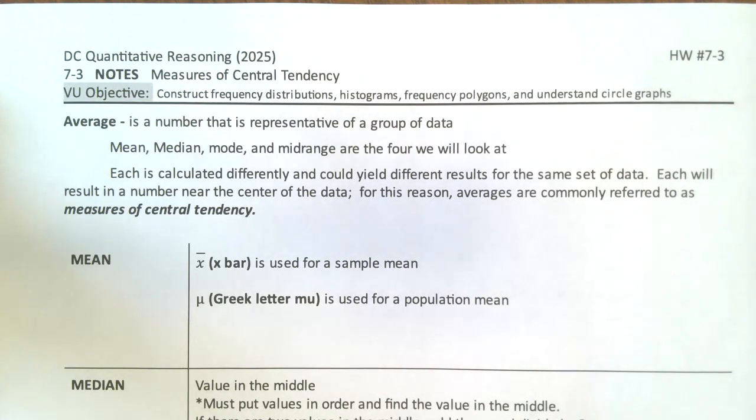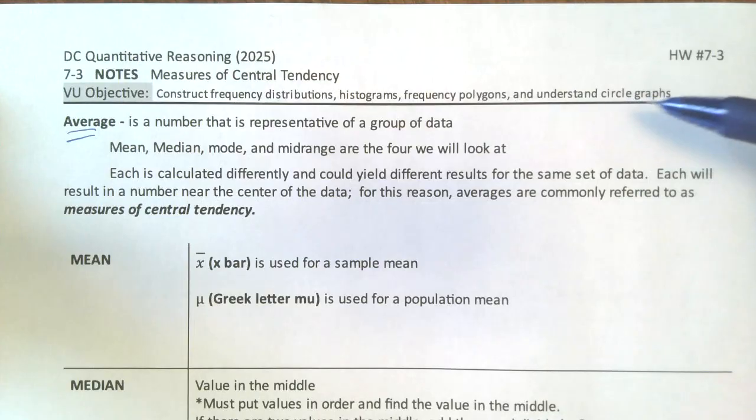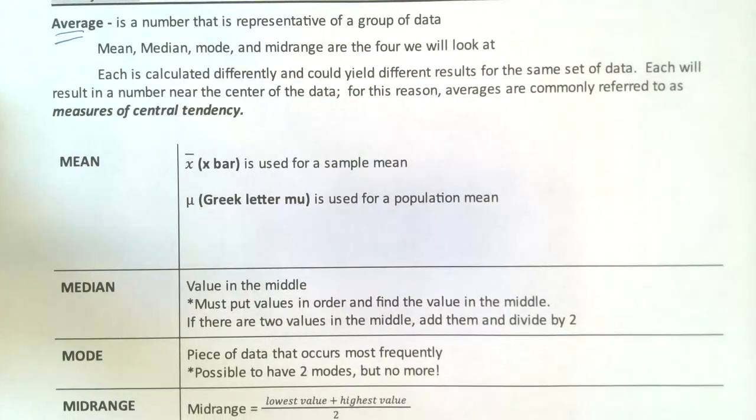Hey QR, today we're going to do measures of central tendency. What is that? That is different ways to find an average. The mean, median, mode, and mid-range are what we're going to look at today. Each is calculated differently and could yield you different results for the same data. Each will result in a number that is near the center of the data. For this reason, it is commonly referred to as the measure of central tendency.